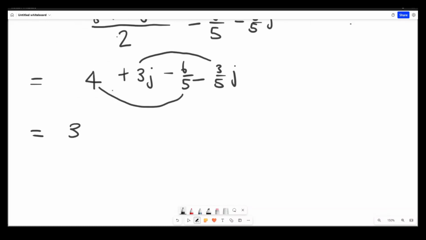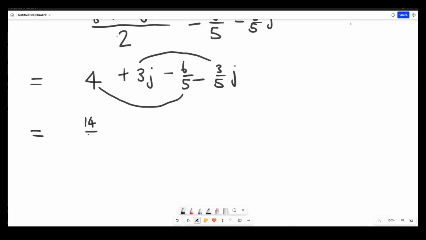I think the final answer is still correct. It was accidentally erased. But what did we get? I think it was 14 over 5. I just want to check what was the answer we got again. 14 over 5 minus 12 over 5j? It's not that I said it was wrong, I just wanted to erase something else.